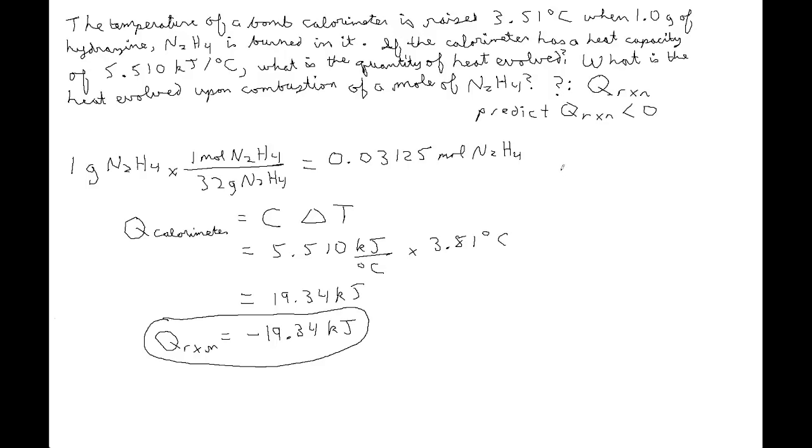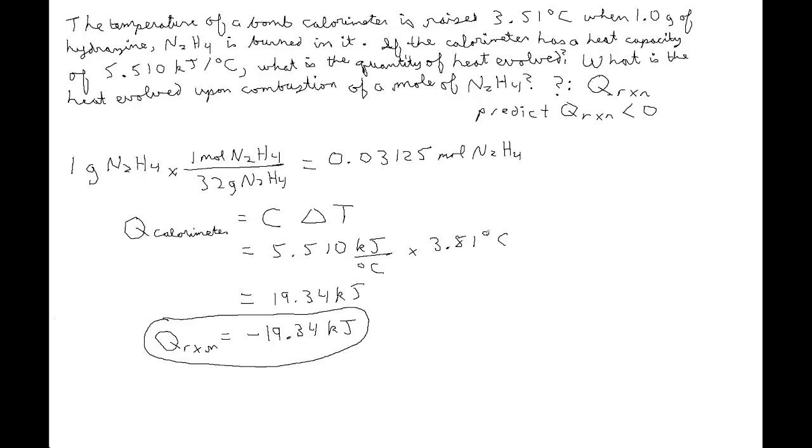I'm not sure how to answer the second part. Okay. So the first part said, you said there was 19.34 kilojoules of heat evolved. Evolved by what? The reaction. What reaction? The combustion of N2H4. Good.